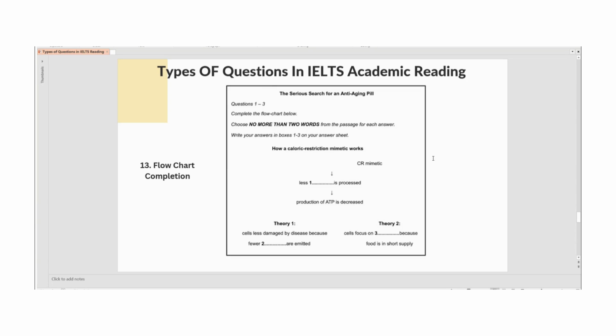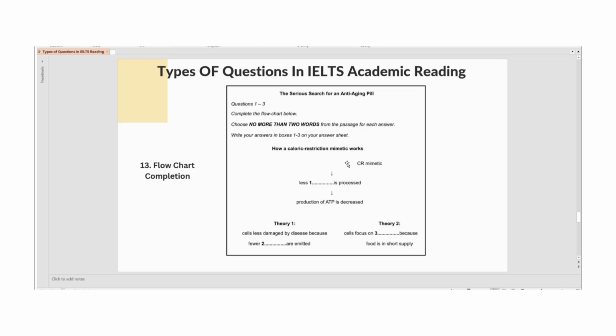So this is an example of a flow chart. The serious search for an anti-aging pill. Question 1 to 3, complete the flow chart below. Choose no more than 2 words. So you cannot write 3 words or more than 2 words for the answers. And how a caloric restriction mimetic works.